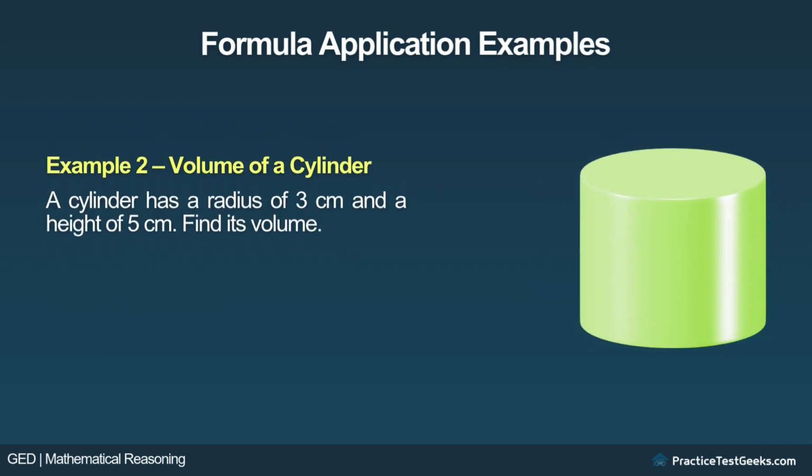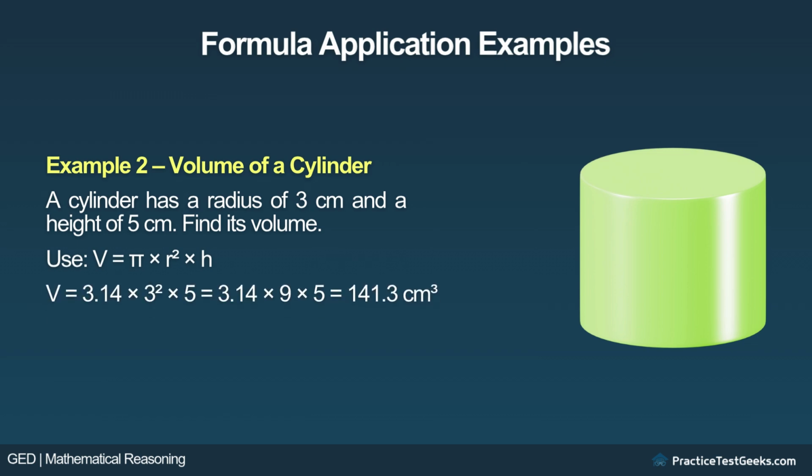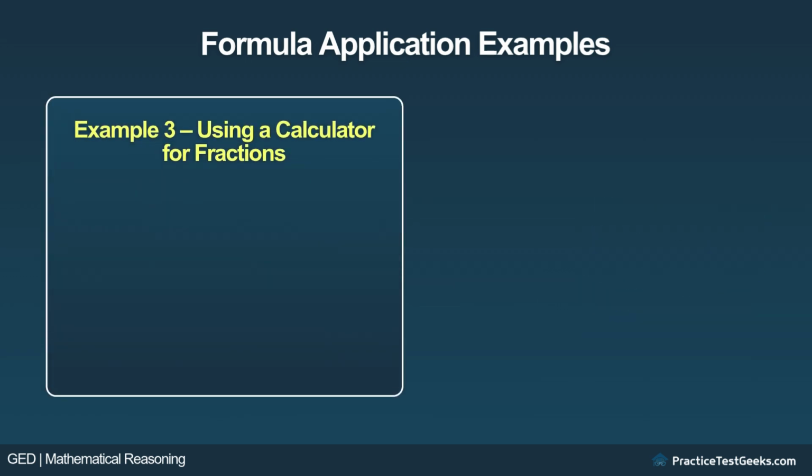Example 2. Volume of a cylinder. Next up, volume. A common formula on the GED is for the volume of a cylinder, which is V equals pi times radius squared times height. Let's say the radius is 3 centimeters and the height is 5. We square the radius first. 3 squared is 9. Then multiply 3.14 times 9 times 5. That gives us 141.3 cubic centimeters. Make sure your calculator is set up to handle decimals and squares smoothly.